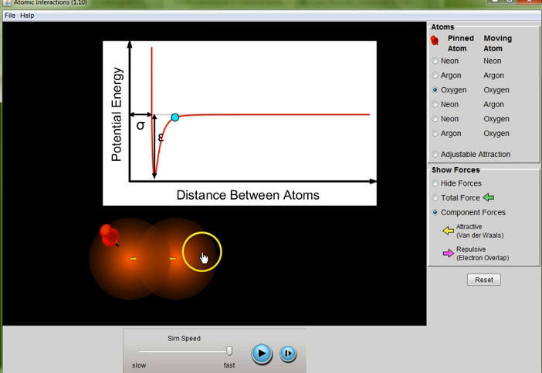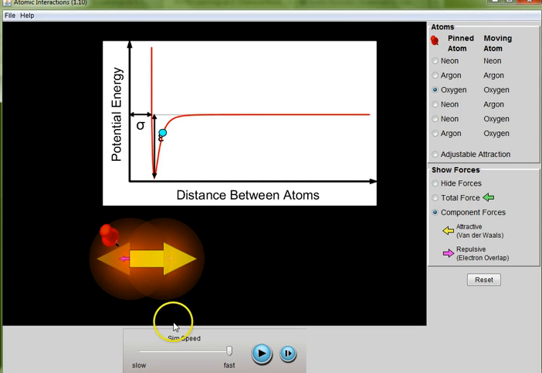As that attractive force starts to come into play, you can see that the potential energy of the system decreases. It continues to decrease as you bring the atoms even closer to each other. You can see that the attractive force increases and the potential energy decreases even faster.